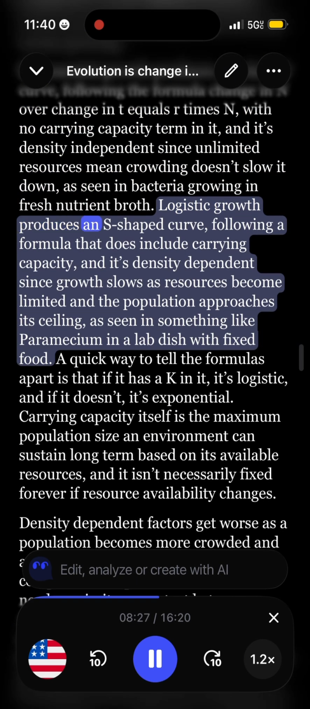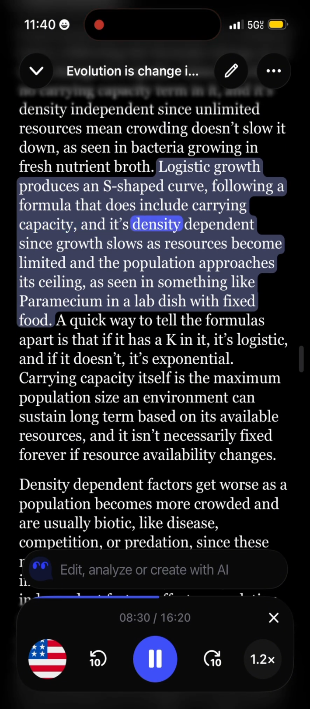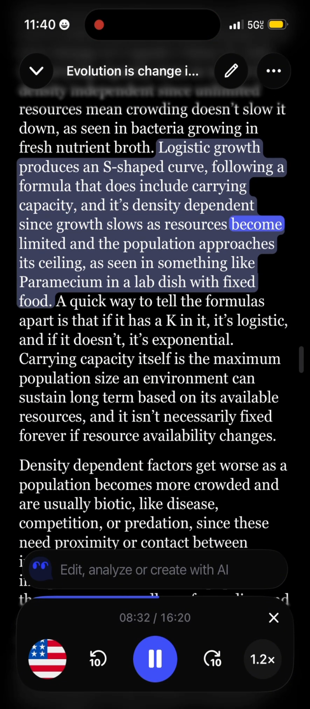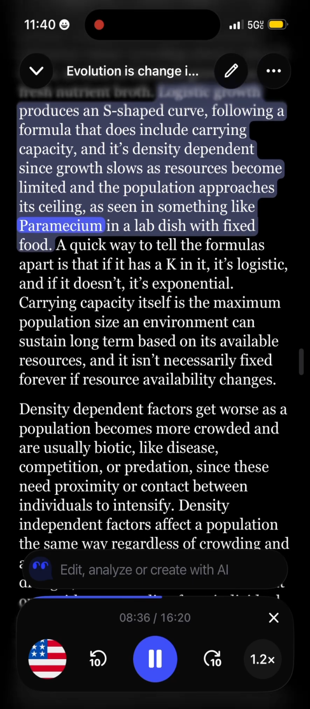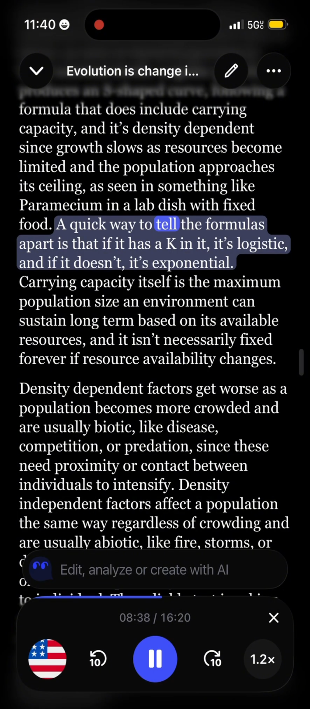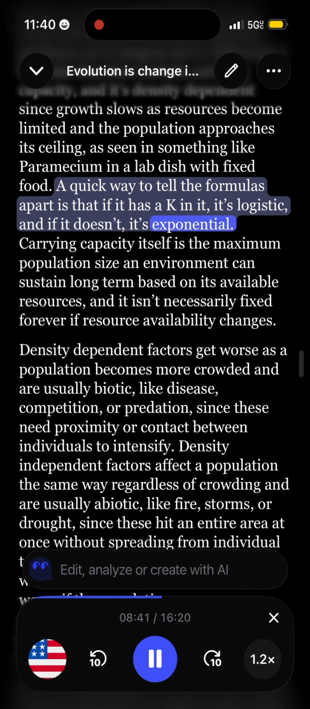Logistic growth produces an S-shaped curve, following a formula that does include carrying capacity, and it's density dependent since growth slows as resources become limited and the population approaches its ceiling, as seen in something like paramecium in a lab dish with fixed food. A quick way to tell the formulas apart is that if it has a K in it, it's logistic, and if it doesn't, it's exponential.